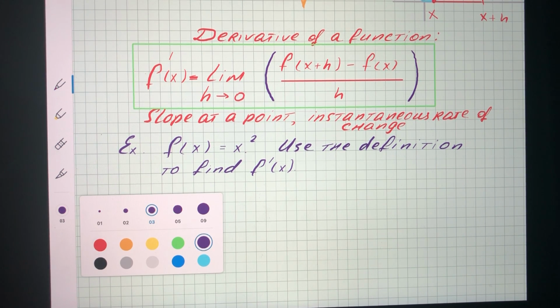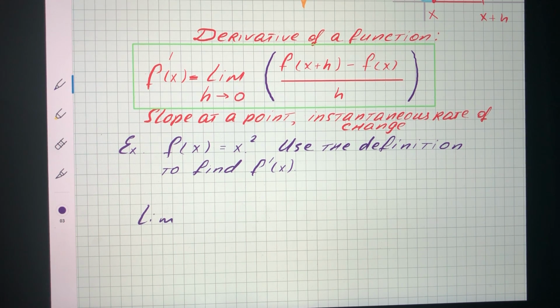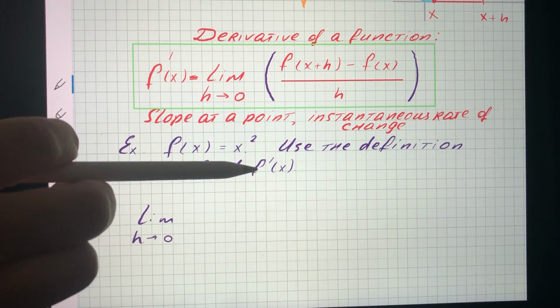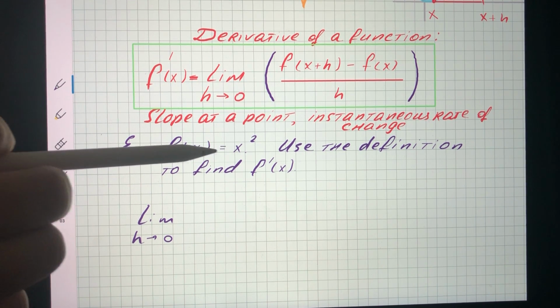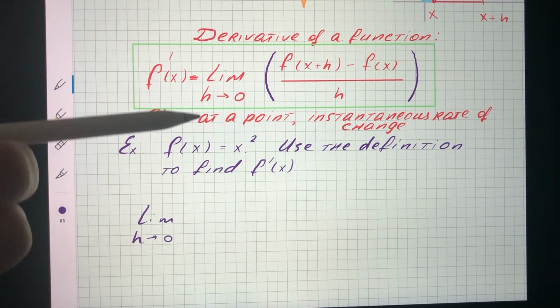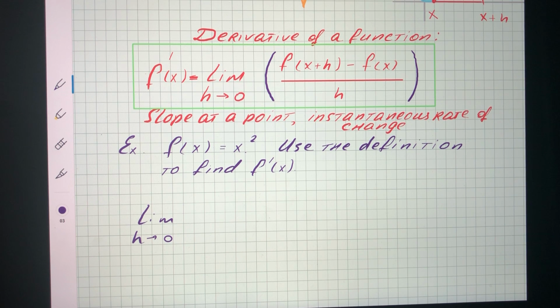So let's go limit as h goes to 0, and we need to find f of x plus h. Now, we know what f of x is. F of x is x squared. Now, what is f of x plus h? That means replace x with x plus h. So if we take the function x squared, and in place of x, we put in x plus h, that would be f of x plus h. Now, minus the original function, which is f of x, that's x squared, and then divided by h.